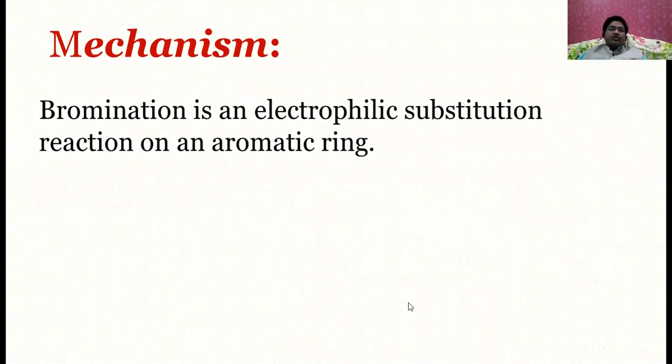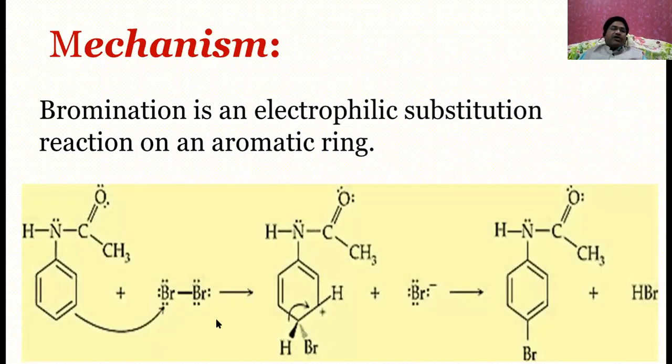Bromination is an electrophilic substitution reaction on an aromatic ring, that is a benzene ring. See what actually happens. The bromine, you can observe here, is going to attack at the para position as acetanilide is a larger group. Compared to the ortho position, the para position is easy to occupy, where the steric hindrance is less or none. Then there will be a positive charge. Again, the bond between the carbon and hydrogen is shifted so that the hydrogen is removed as H plus, and this Br minus is removed in the form of HBr.